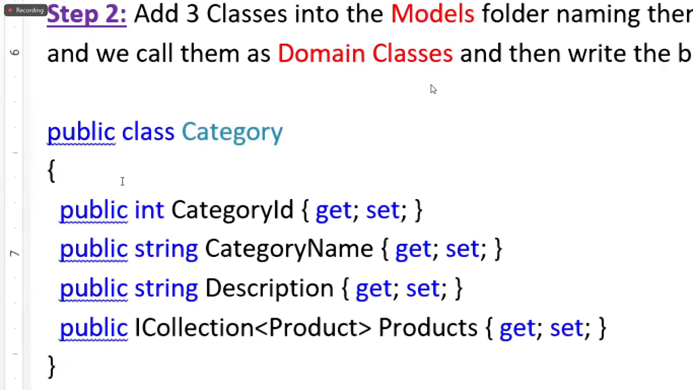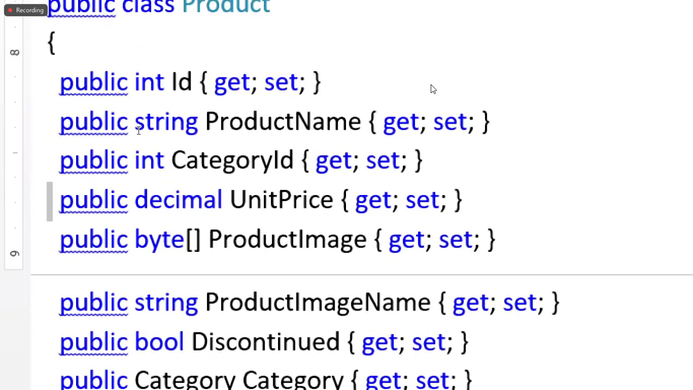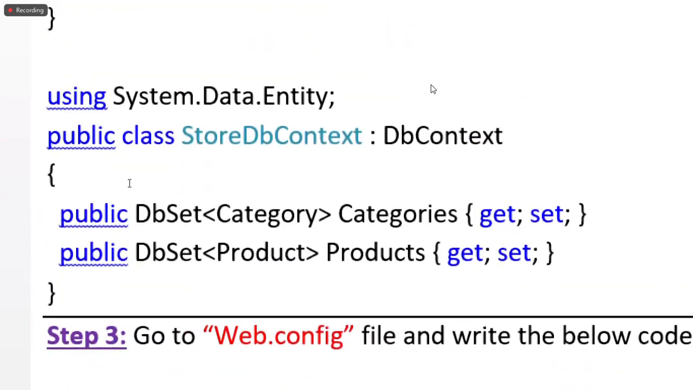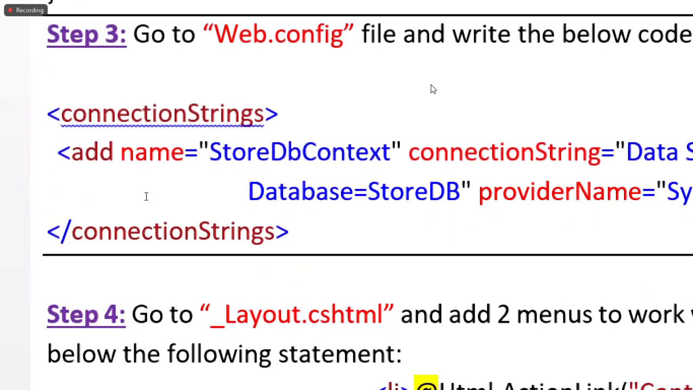First one, category. Second one, product. Third one, store DB context. Actually, the connection string is missing here, right? Yes or not? Can you guess the reason? That is the reason. Are you clear? But in the classroom, what did I do? I changed the name. Let us run it here.